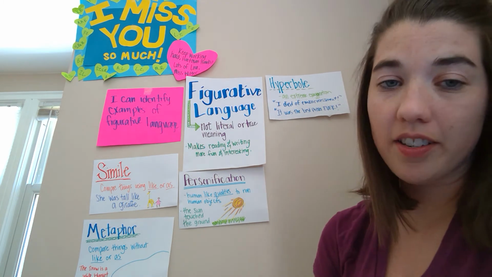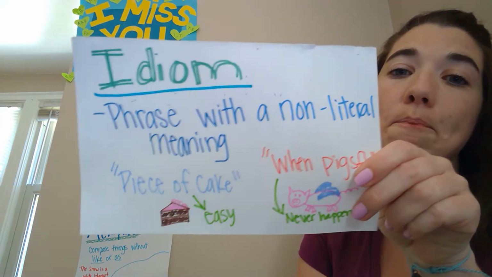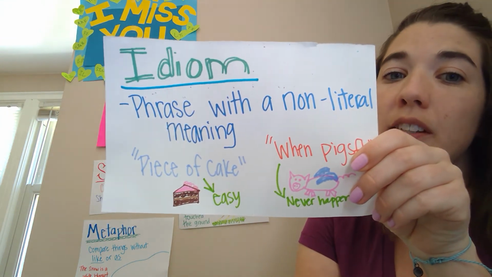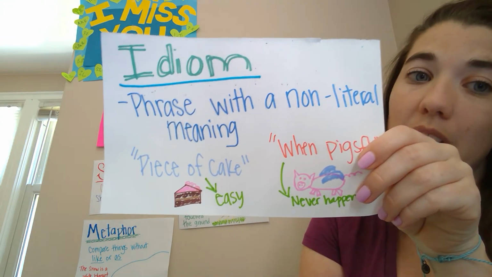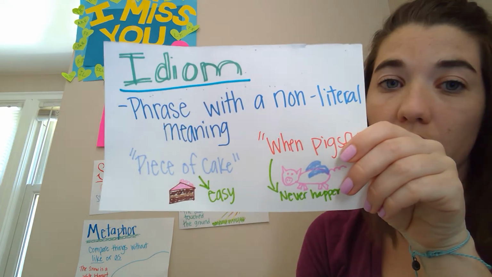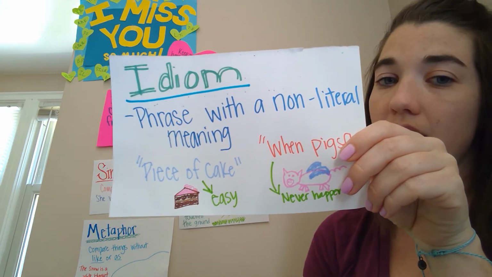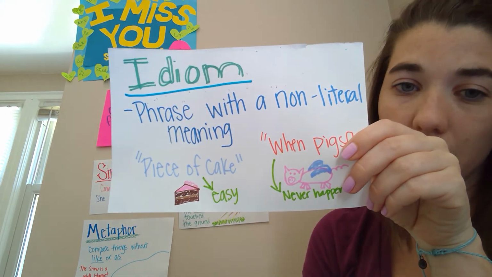Our last example of figurative language for today is going to be an idiom. An idiom is a phrase with a non-literal meaning. And usually idioms are tied to certain cultures or languages. So some things that you would say in English that are an idiom might not be in another language.